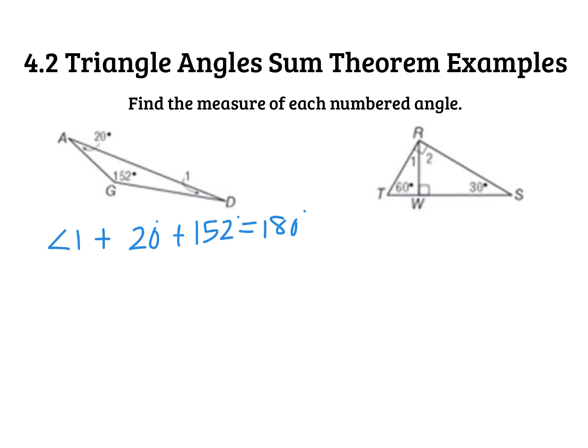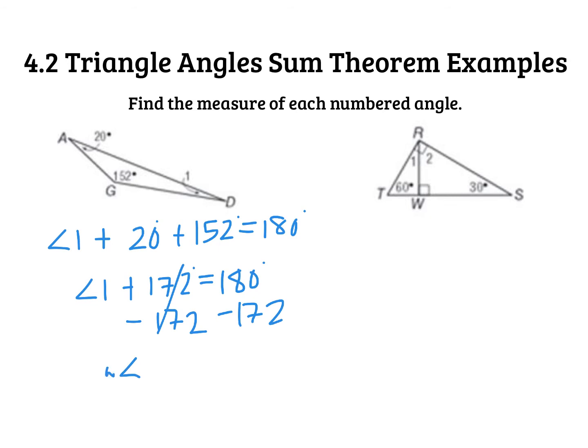You can combine like terms. Angle 1 plus 172 equals 180. You can call this angle 1, you can call it x, you can call it however you like, but we're looking for this missing angle. We subtract 172 on both sides, and you see that the measure of angle 1 equals 8 degrees. Let me just write this neater.